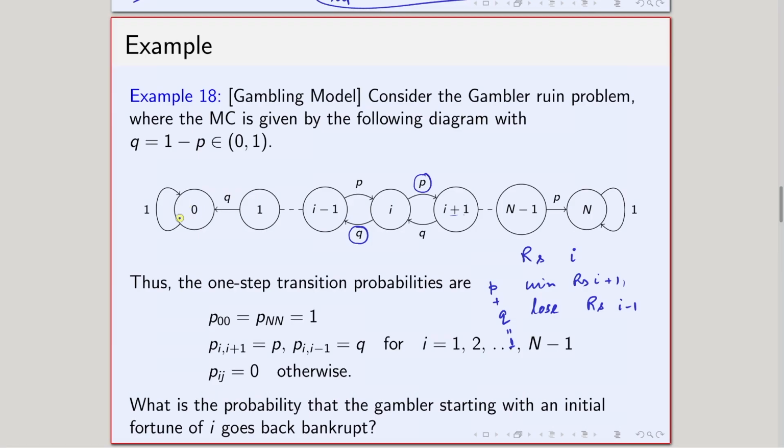That's why from 0 I can go to 0 only, because he cannot play, he is forced to leave the game. On the other side, n, he decided to leave the game once he has n rupees in his hand. So he starts with some I in between, and he can go any side. Once he reaches 0, he is forced to leave the game; once he reaches n, he is leaving the game by will.